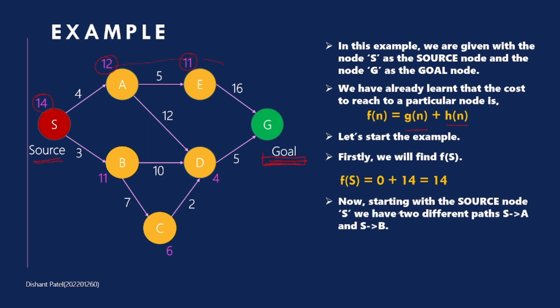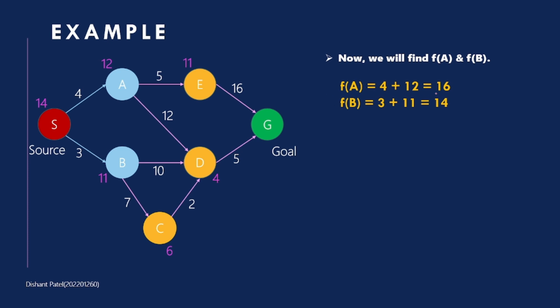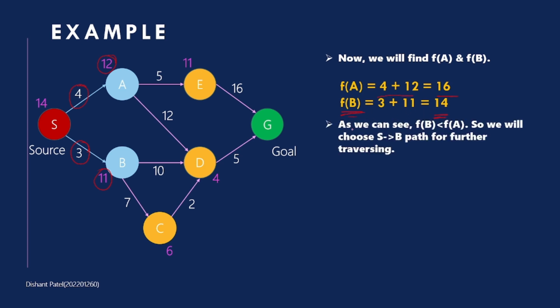Now starting with the source node, we have two different paths, s to a and s to b. Now we will find f of a and f of b. F of a is g of a. What is the actual value required to reach the node a? That is 4. And what is the estimated heuristic value? That is 12. So f of a is equal to 4 plus 12, that is 16. And f of b similarly, g of b is 3 and the heuristic value of b is 11. So f of b will become 14. Here f of b is less than f of a. So we will choose the path s to b for our further traversing.